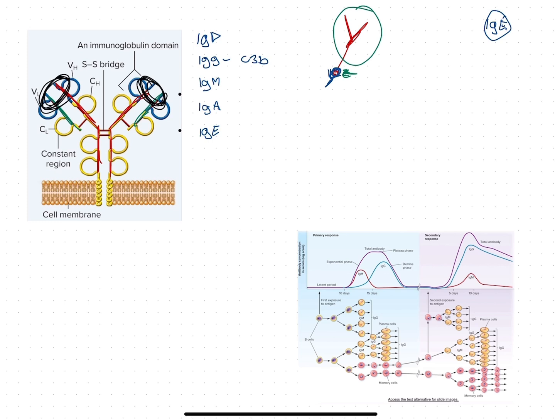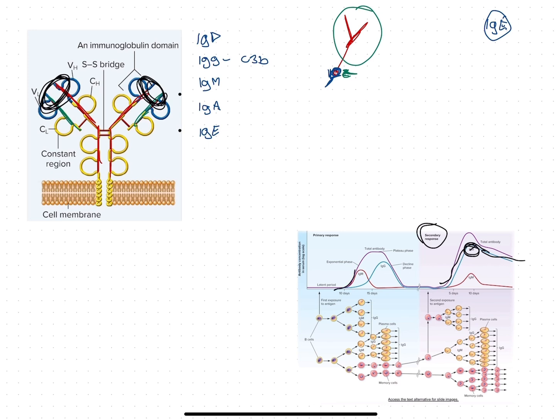This chart right here talks about the difference between primary response and secondary response. Secondary response is memory cells. The memory cells don't have to be differentiated again. They don't have to be coordinated by the helper T cells. They already know what to do. So they just make a lot of antibodies, a lot of IgG from the get-go, and then they kill off the pathogen. This is way faster than the first time around.